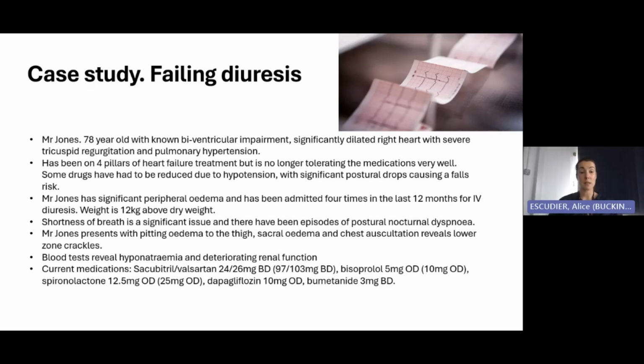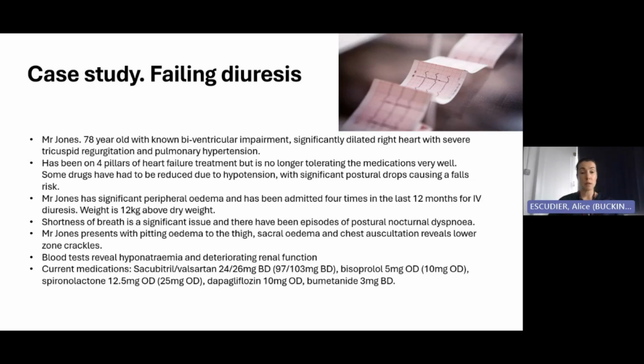Mr. Jones has had significant peripheral edema and has had multiple admissions over the last 12 months, which have involved IV diuresis. His weight is currently 12 kilograms above his previously known dry weight. He's had some really bad shortness of breath. It's been a significant issue, and he's had some episodes of PND, so he's very symptomatic and uncomfortable.